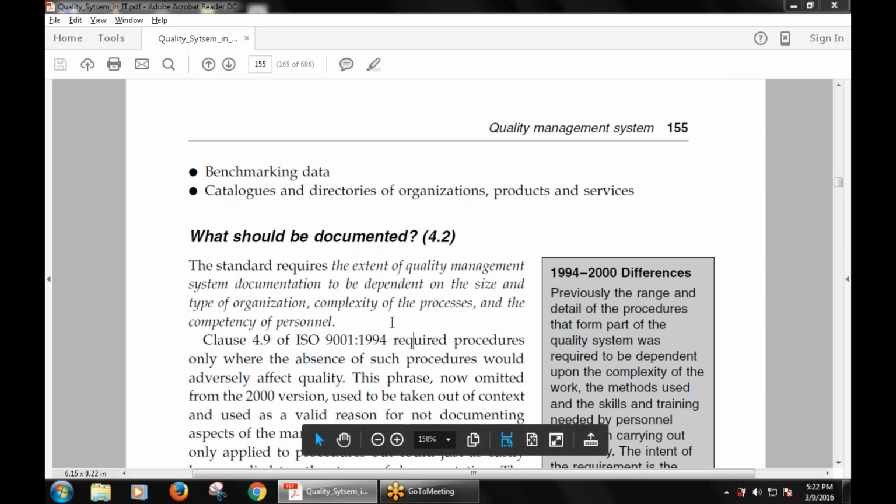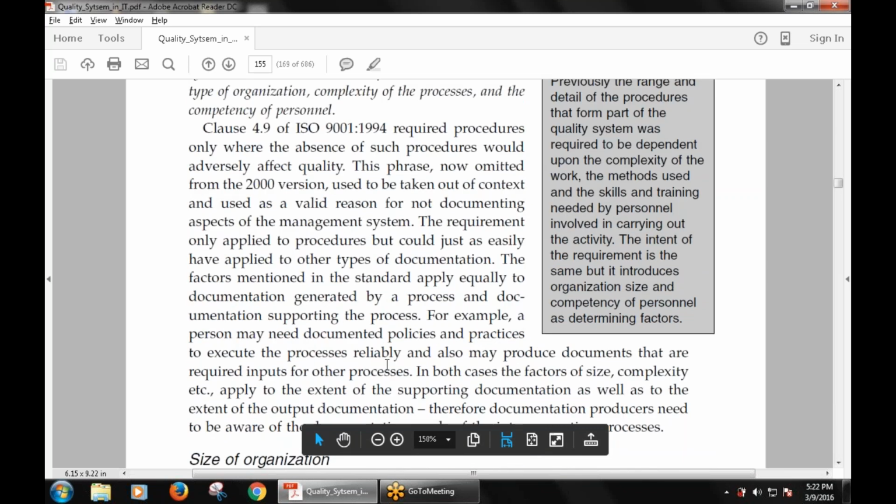That is also a part of the documentation part, that should depend on the size and the type of the organization. And clause 4.9 of ISO requires the procedures, the absence of which would adversely affect the quality. And this phrase is now omitted from the 2000 version, but used to be taken out of context and used as a valid reason for not documenting aspects of the management system. So what are the various aspects that are carried out for the management system?